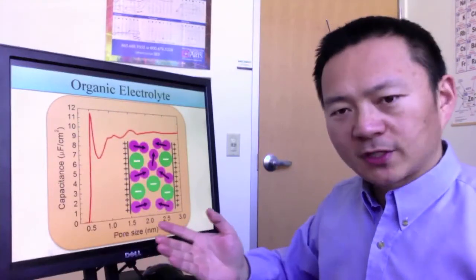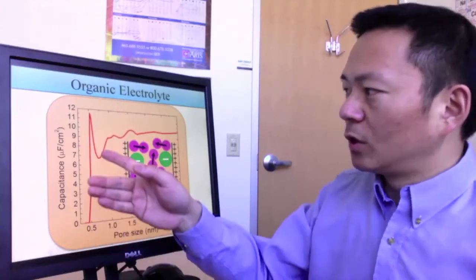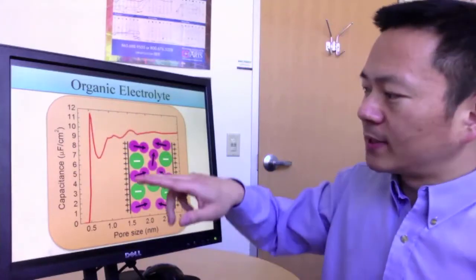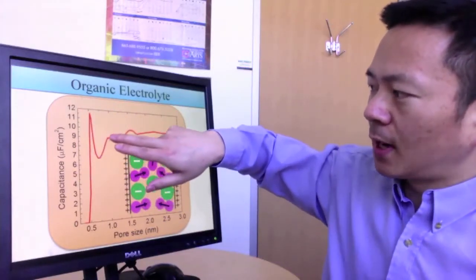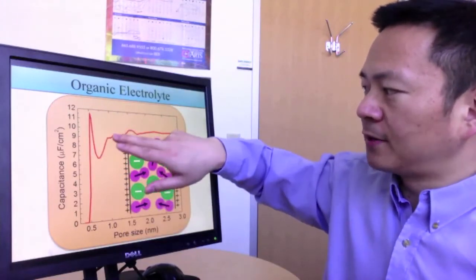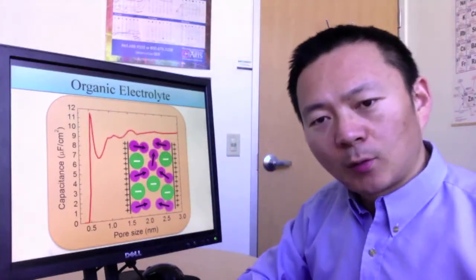Again, what we're showing here is the capacitance normalized by surface area versus the pore size. And the pore size is about 0.5 nanometer, which is the ion diameter here. You have a sharp rise in the capacitance, which again agrees very well with previous experiment. And what we see here, as the pore size increases, is that the capacitance goes back up again. However, beyond 2 times the ion diameter, the capacitance is more or less flat with the pore size.